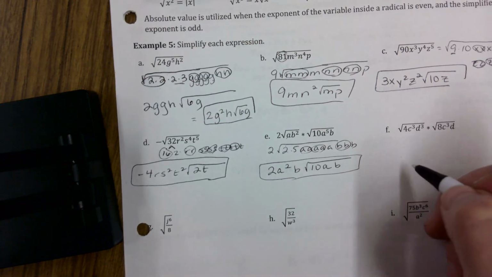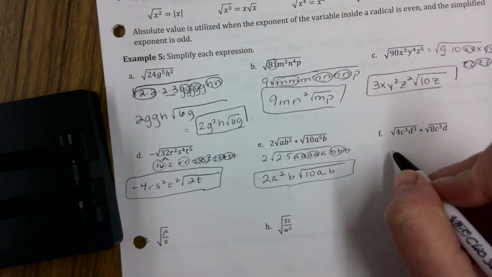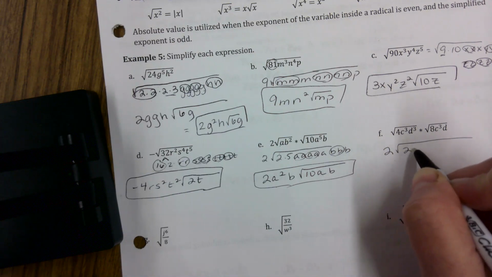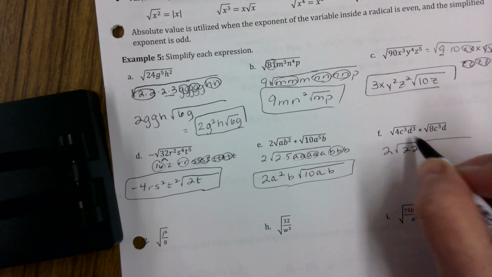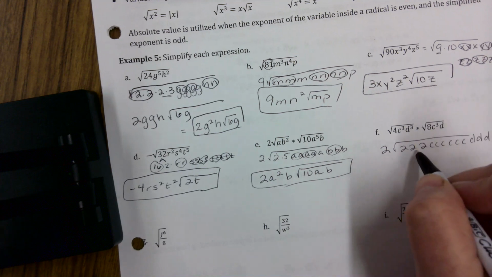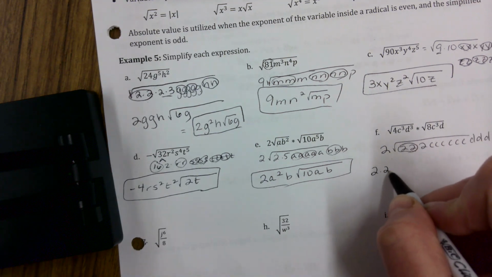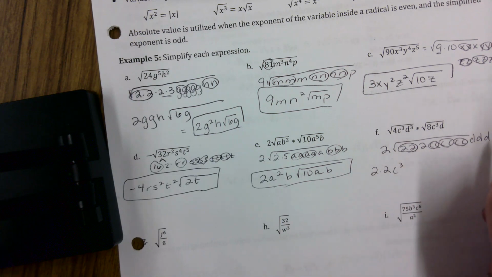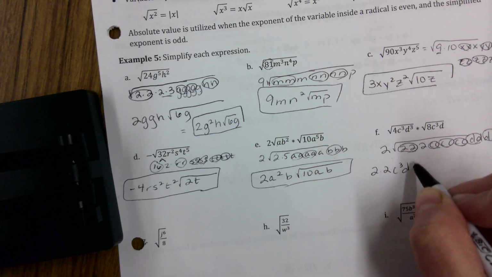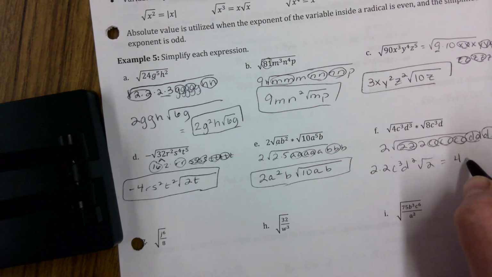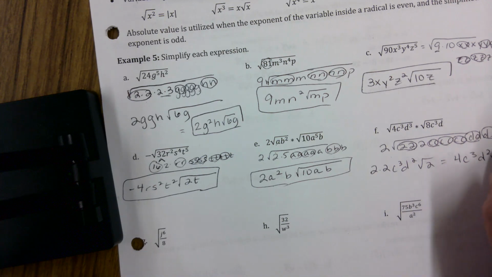Here we have a 4 and an 8. Well, the square root of 4 is 2. 8 can be broken down even more, 2, 2, 2. I have 3 C's and another 3 C's, and I have 3 D's and 1 D. So I found a pair, I bring it out. Find a pair, find a pair, find a pair. There's 3 pairs of C's, and there's 2 pairs of D's. There's just a 2 left inside. So your answer is 4C cubed D squared square root of 2.